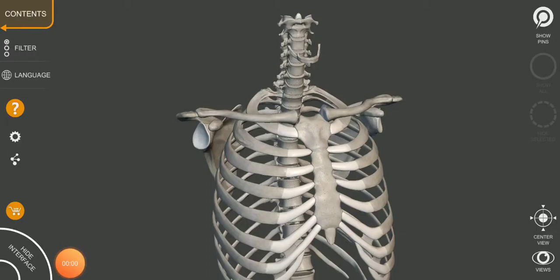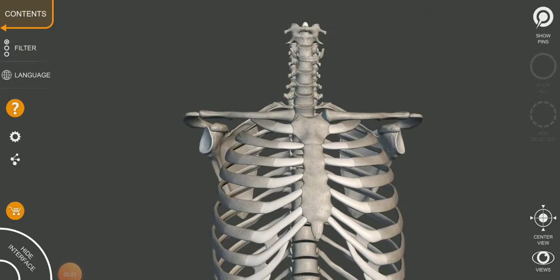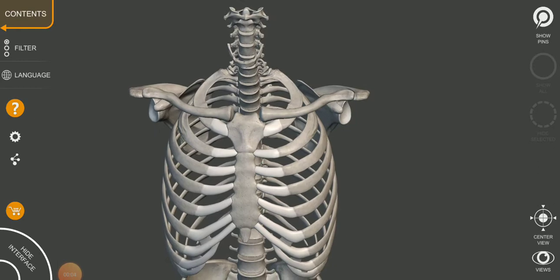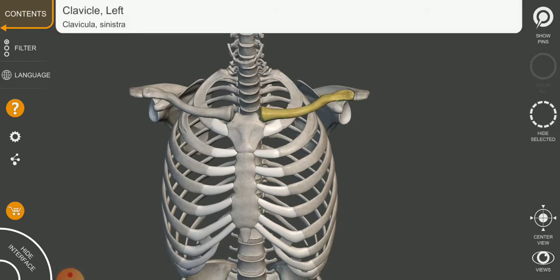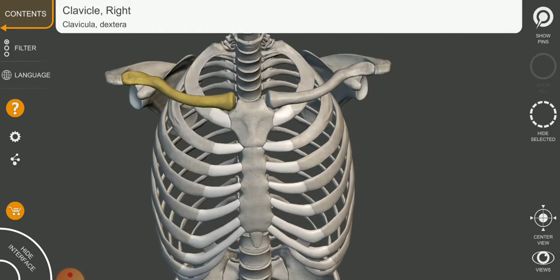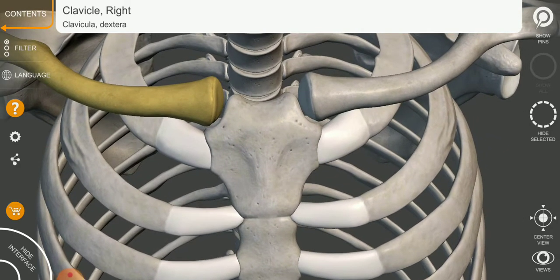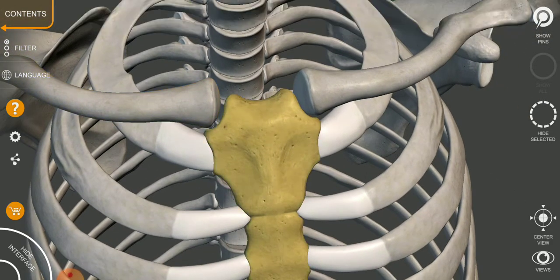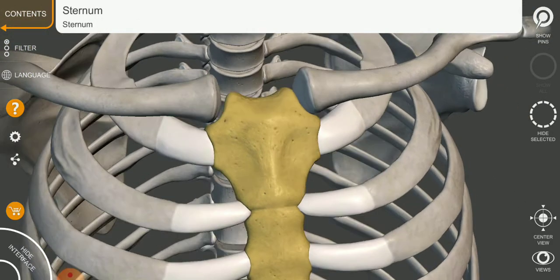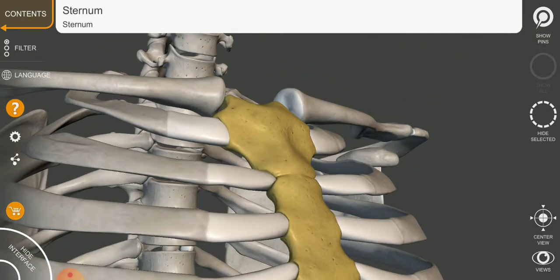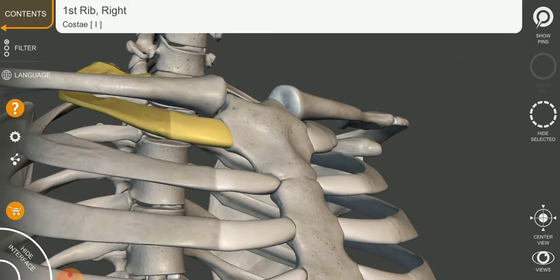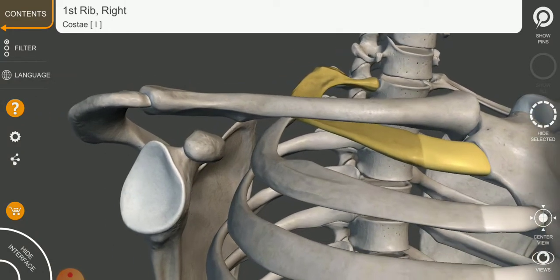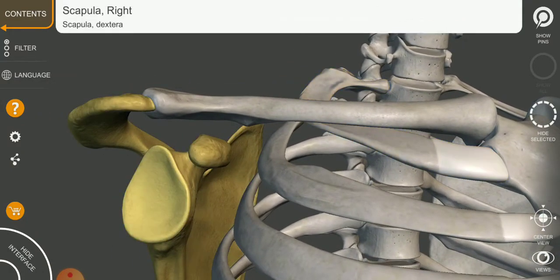Today we are going to discuss the structure of the clavicle bone, the general anatomy. So this is the clavicle, left clavicle, right clavicle, which is attached to the sternum at the upper side. This is the manubrium of the sternum, and attached there, and below it the first rib, and laterally it is attached to the acromion process of the scapula.